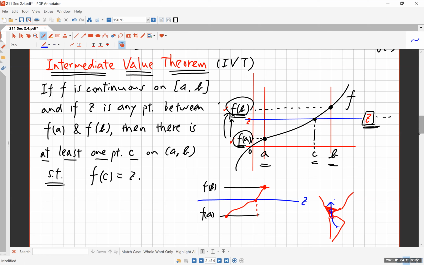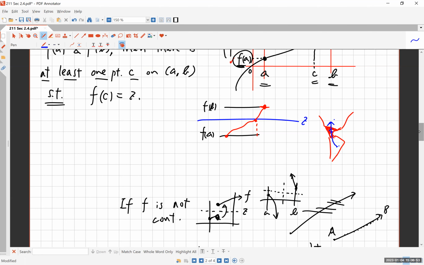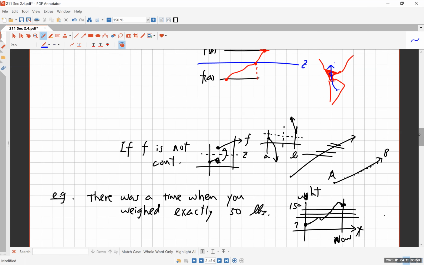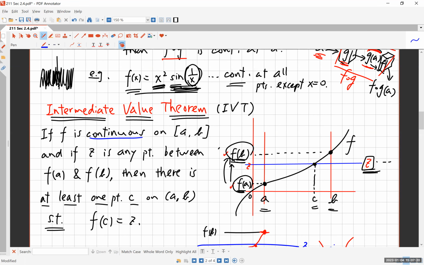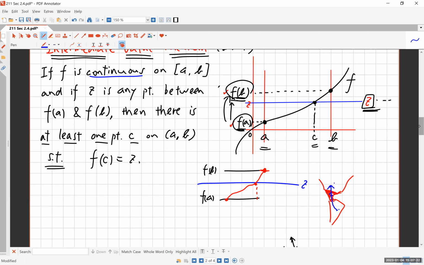Now, if f is not continuous, if you can somehow jump or have a gap, it's possible not to cross z. Look at this picture here. If f goes from here, this is f of a, and then jumps from here to here, then you can actually skip this horizontal line z. So the fact that f is continuous is critical. If f is continuous, you are guaranteed to cross this line z somewhere between a and b.